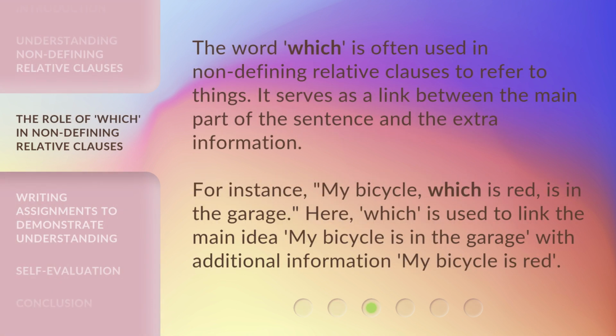The word which is often used in non-defining relative clauses to refer to things. It serves as a link between the main part of the sentence and the extra information. For instance, my bicycle, which is red, is in the garage. Here, which is used to link the main idea, my bicycle is in the garage, with additional information, my bicycle is red.